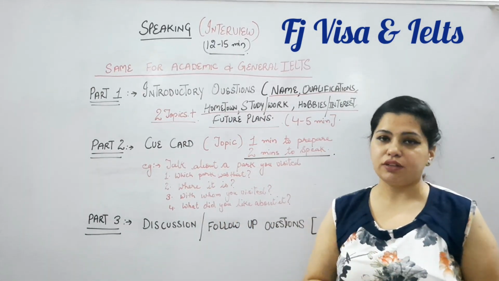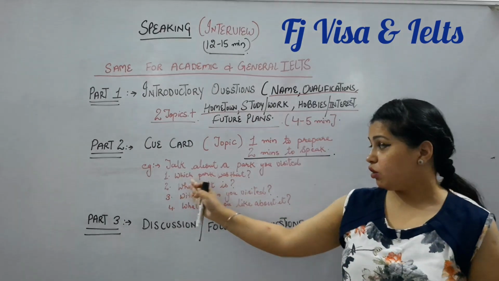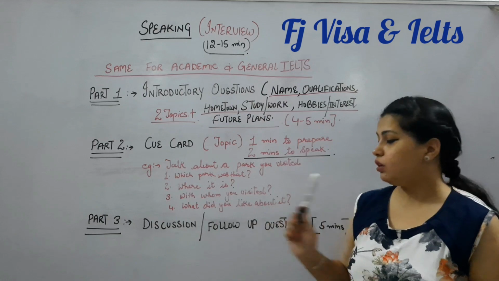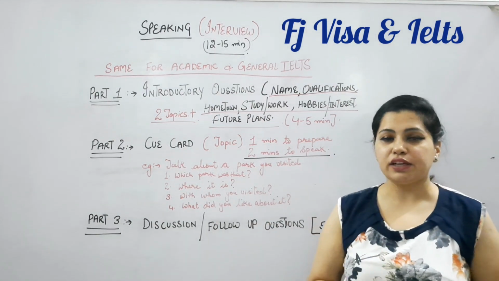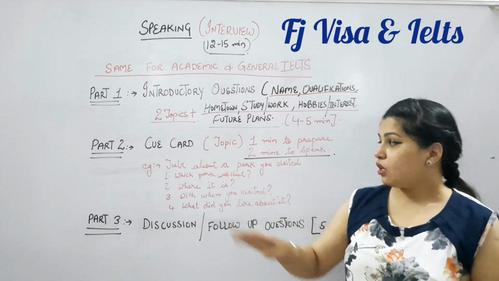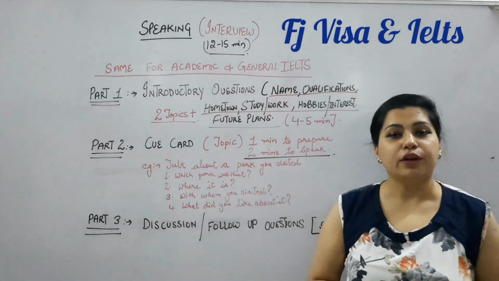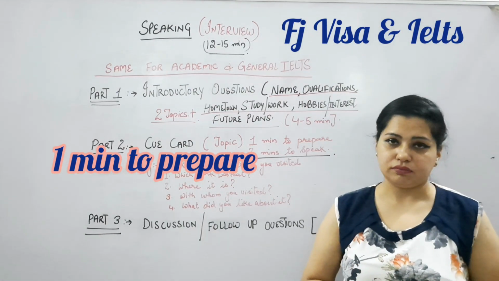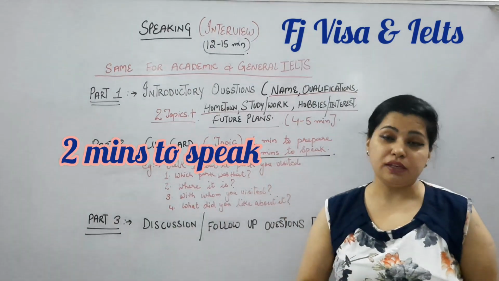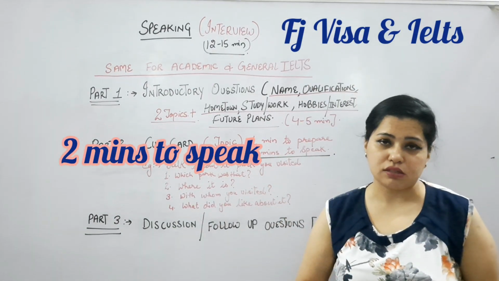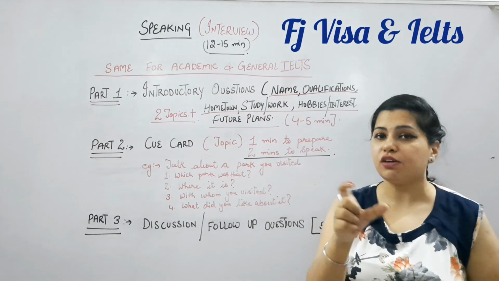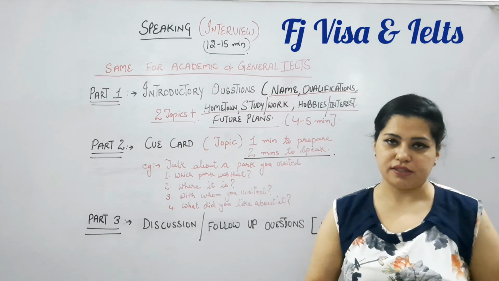And a few hints will be given along with this topic, like which park was that, where it is, with whom you visited, and what you liked about it. These are a few hints with the help of which you can organize your cue card. To prepare this, you will be given just 1 minute, and that's quite enough. And you have to speak approximately 1.5 to 2 minutes. So you have to organize this topic in 1 minute and speak on it for about 2 minutes.